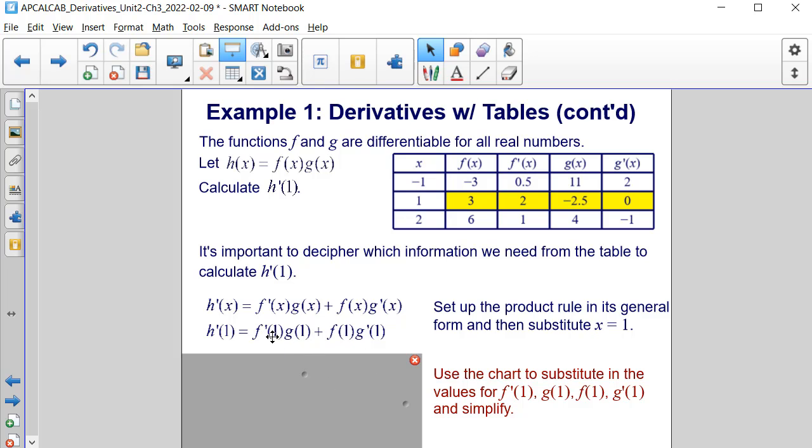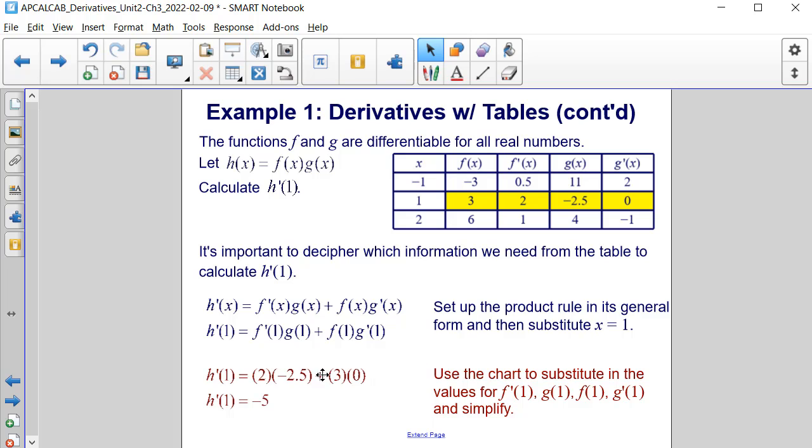So we're going to have f prime of 1, which is 2, times g of 1, which is negative 2.5, plus f of 1 is 3 times g prime of 1 is 0. So 3 times 0 is 0, so we can ignore the product of the last two numbers. And 2 times negative 2.5 is negative 5. So h prime of 1 is equal to negative 5.